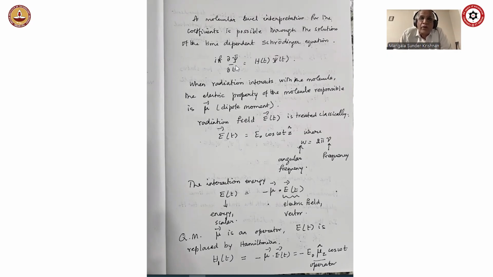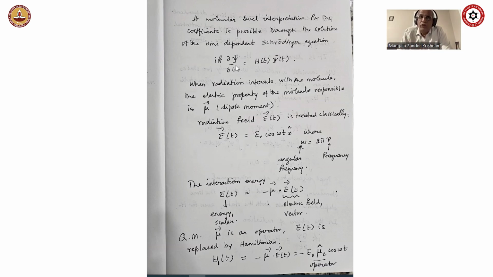So, what I want to explain to you is to go through the process of how we calculate the transition probability of a molecule undergoing a spectroscopic transition.